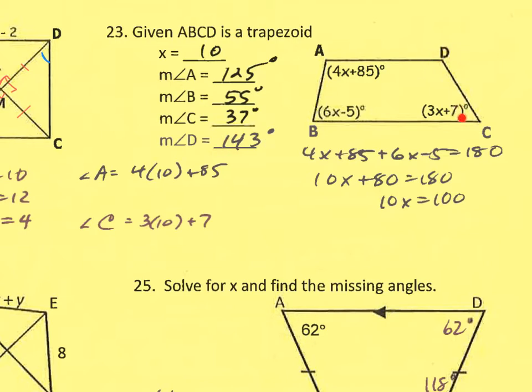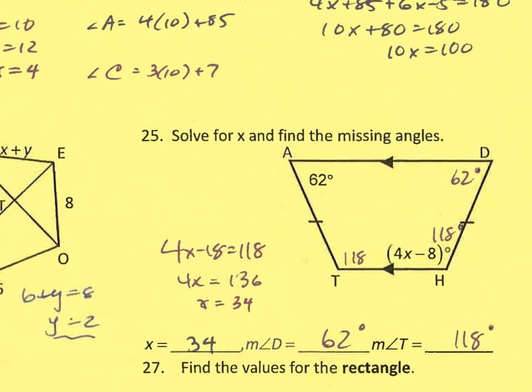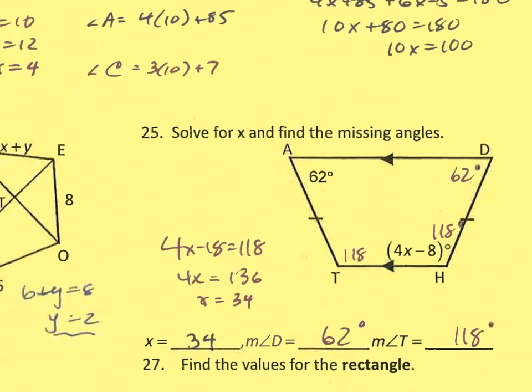D is going to be supplementary to C, right? D is not equal to A. A lot of times students are like, these are equal. No. The only thing I know about a regular old trapezoid is that these add up to 180 and these add up to 180. Like if I look at this one right below it, this is not a regular old trapezoid. This is a special trapezoid. This is an isosceles trapezoid.